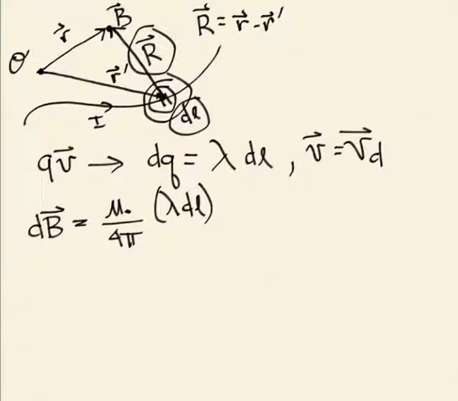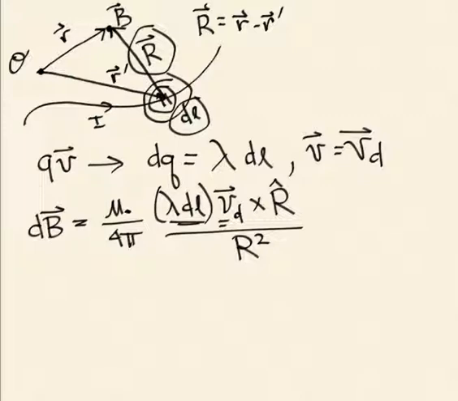Okay, now as I write this, I'm treating it as if it's positive charge moving, but basically the drift velocity and the sign of the charge work together so that the current's always in the direction shown. Okay, so this is the same as q times v. It's dq times the velocity, now times r hat over r squared.